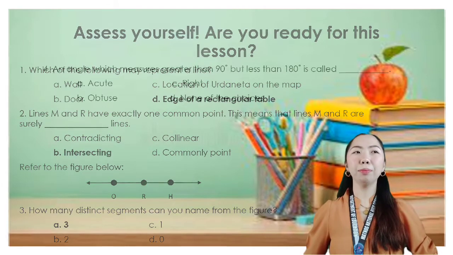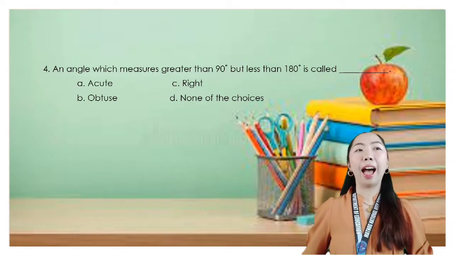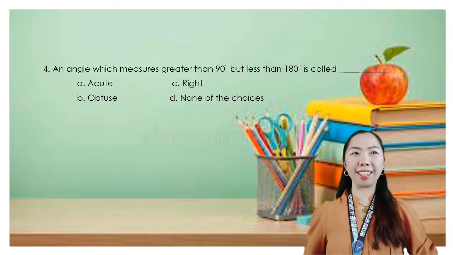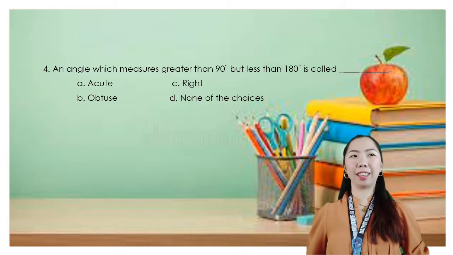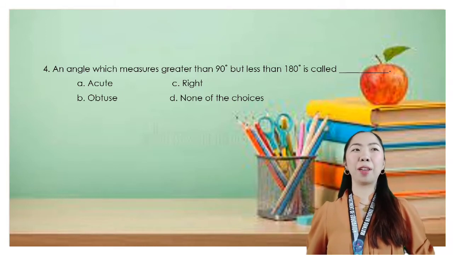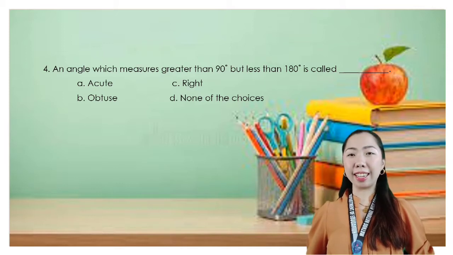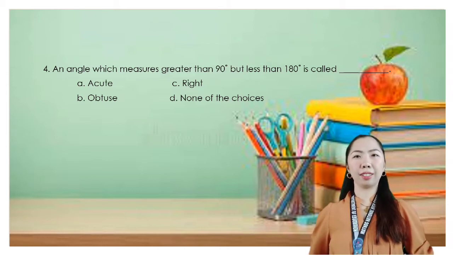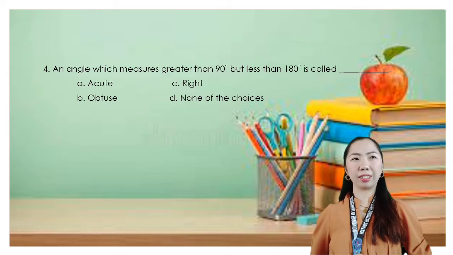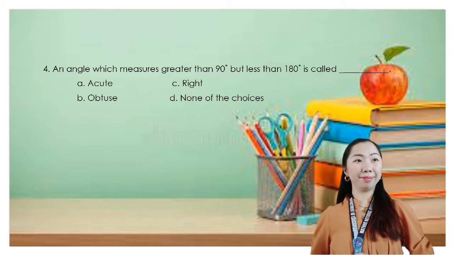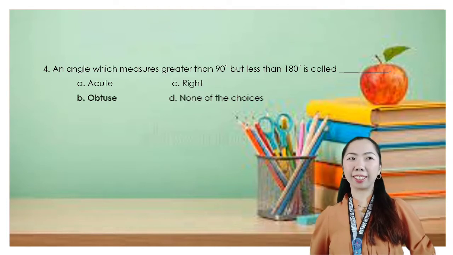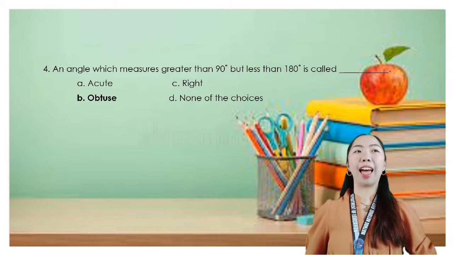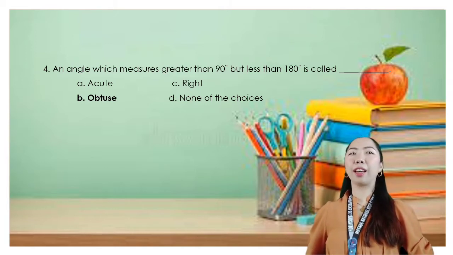For the next item, we have an angle which measures greater than 90 degrees but less than 180 degrees is called blank. A. Acute. B. Obtuse. C. Right. Or D. None of the choices. What is your answer? Let us check. Wow, you are amazing, class. It's obtuse angle.